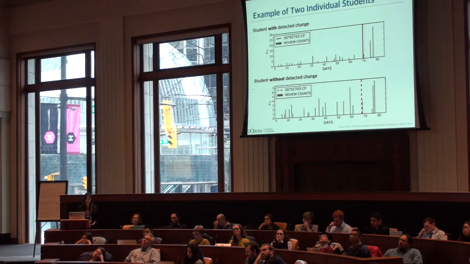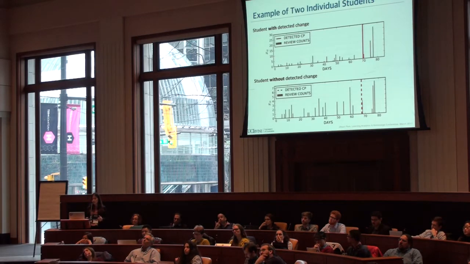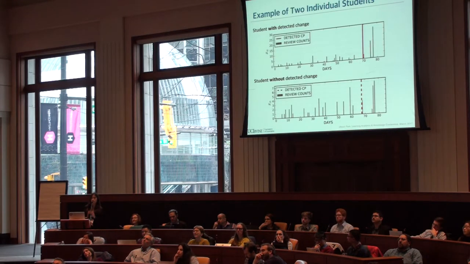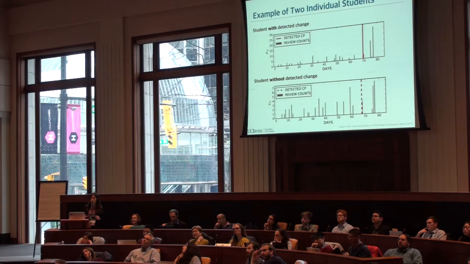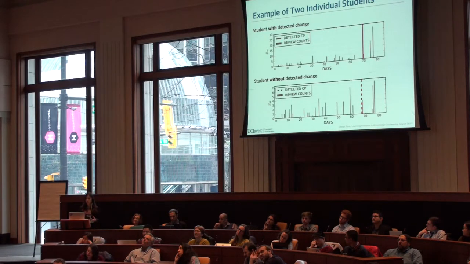These are examples of two individual students. The first student, at the top, is a student with a detected change. If you look at the y-axis, this student was clicking about five times before this red line, and after this red line, the student clicked 25 times. This student was detected as a change with a change point here. On the other hand, the student at the bottom also clicked about five times before this red dotted line, but after this line, the student clicked six or seven times. The student clicked a little more than usual, but our model captures a change relative to the population mean rate, and most of the students in this class were active right before the final, so this student was not detected as changed.